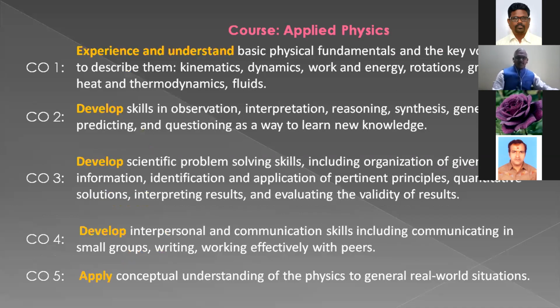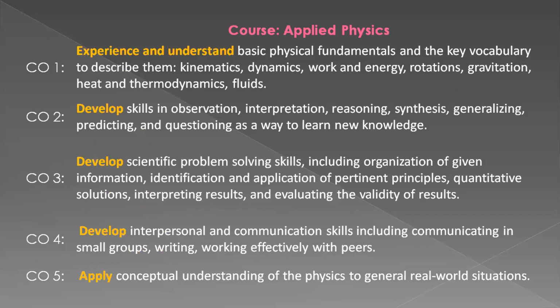Course outcome one, experience and understand basic physical fundamentals and the key vocabulary to describe them: kinematics, dynamics, work and energy, rotations, gravitation, heat and thermodynamics and fluids. Then course outcome two, develop skills in observation, interpretation, reasoning, synthesis, generalizing, predicting, and questioning as a way to learn new knowledge. Then course outcome three, develop scientific problem solving skills, including organization of given information, identification, application of principles, quantitative solutions, interpreting results, and evaluating the validity of results.